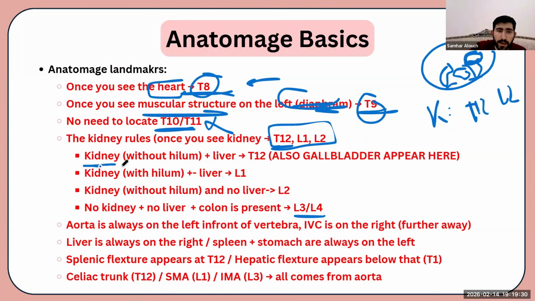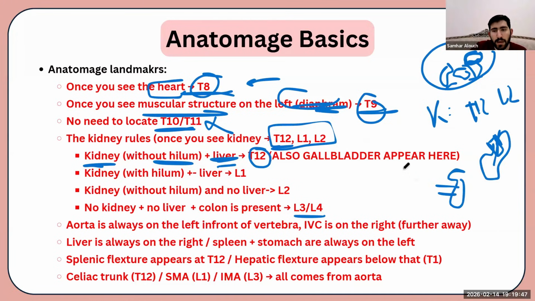If you saw the kidney without the hilum, so this is the kidney, and there is no lumen here, and you saw the liver too, so kidney without hilum and the liver, that's T12, okay? Because if this is the kidney, this is the hilum, and this is the liver. If we cut like this at T12, you will see the kidney without the hilum. However, you will also see the liver. That's T12. You will also see the gallbladder appearing here.